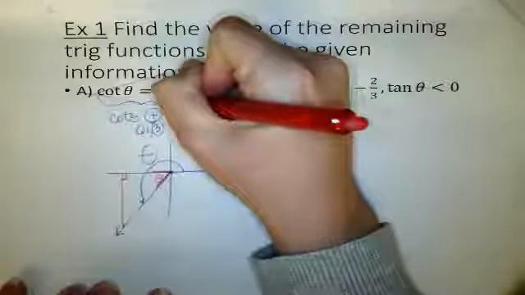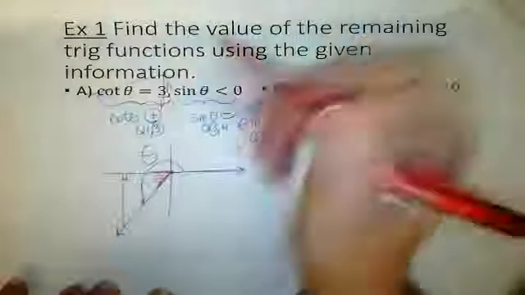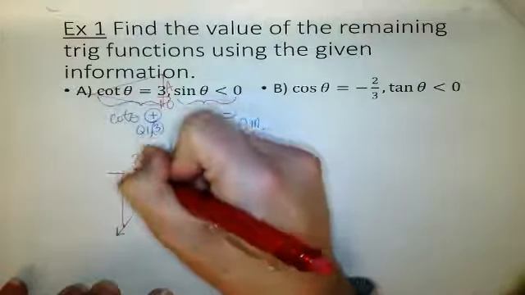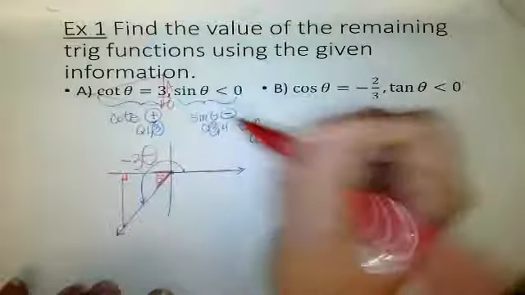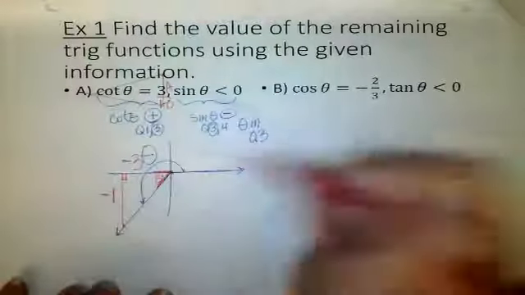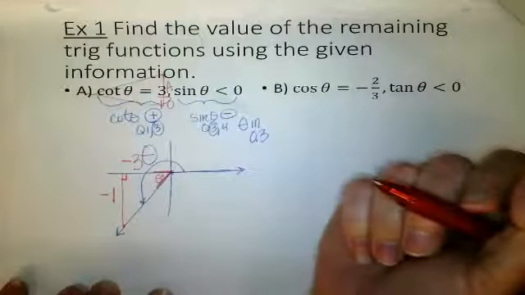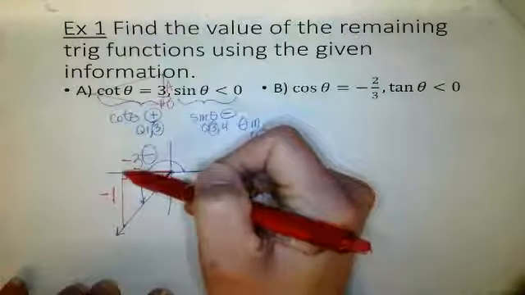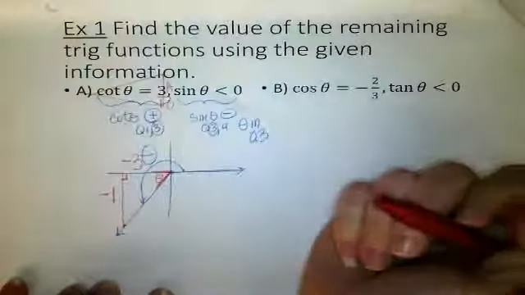Adjacent and opposite. Good. Adjacent over opposite. So my adjacent side is negative 3. Good. And my opposite side is negative 1. Very good. Why? Because it's negative x values, negative y values in quadrant 3.